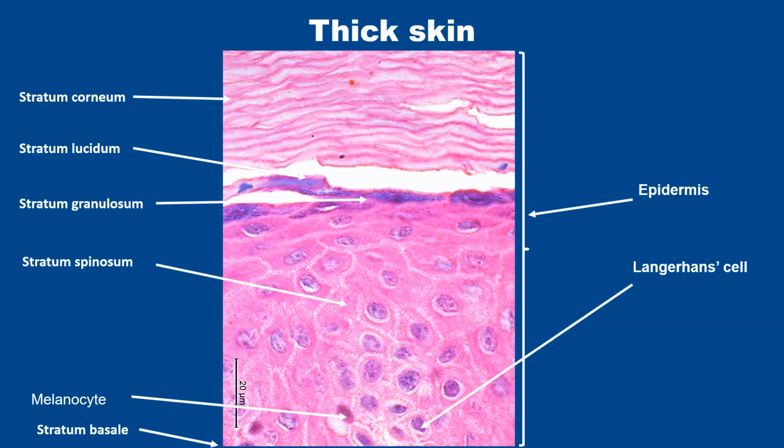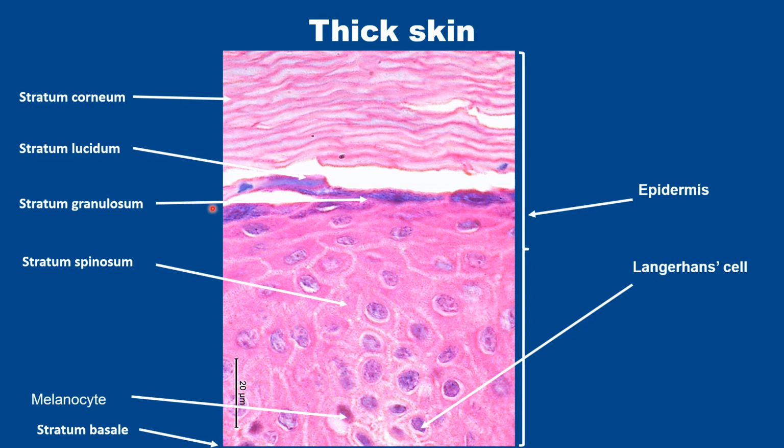So the difference between thick and thin skin is the keratinocyte or the stratum corneum layer, which is very thick in case of the thick skin, and the presence of stratum lucidum in the thick skin. In the thin skin, stratum lucidum is absent. You can appreciate an eosinophilic layer just above the stratum granulosum. So this is the stratum lucidum.